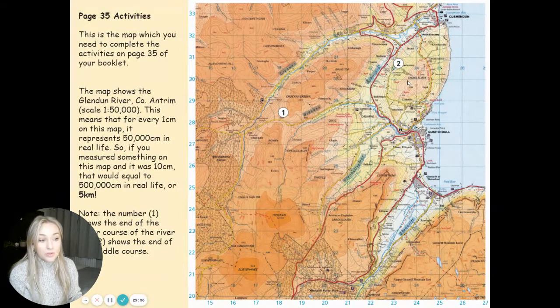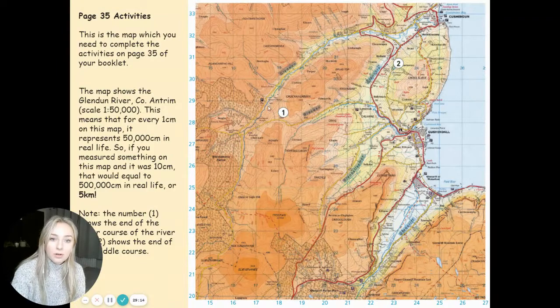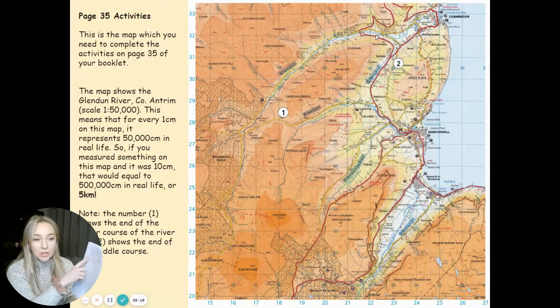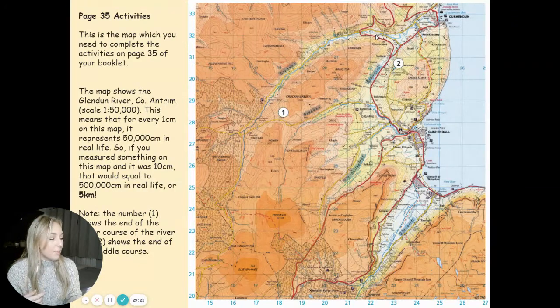So in the space below, use that OS map to draw your own annotated sketch of the Glendon River. So the Glendon River, again, is along here. And then there's a whole load of things that it wants you to include in that sketch, like show the course of the river, show the valleys, any of its major tributaries, split it into the upper, middle and lower courses, its floodplain, etc, etc.